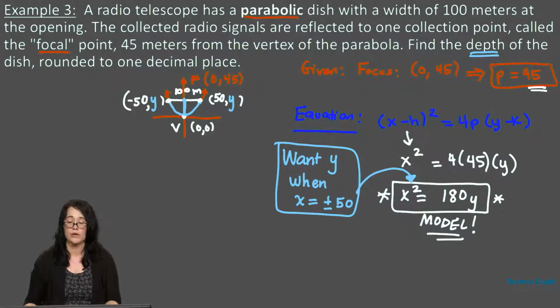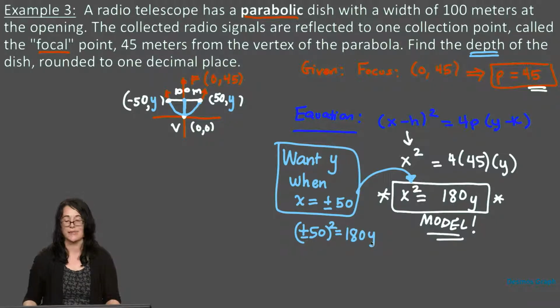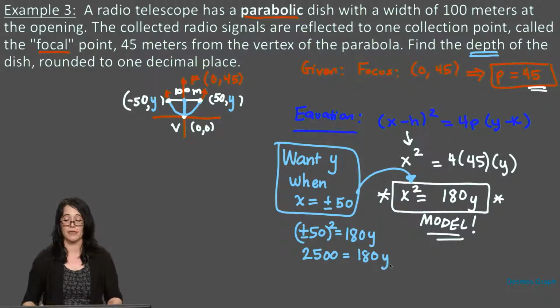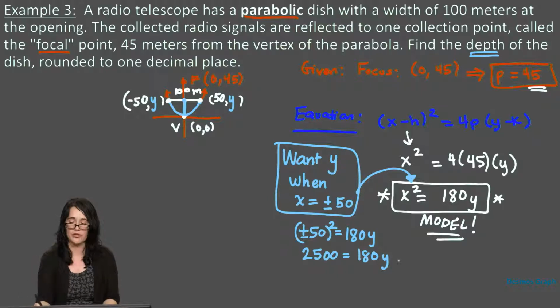I hope so. If you do that, you would get positive or negative 50, squared, equals 180y. Well, positive or negative getting squared is irrelevant. They're both positive, and 50 times 50 is just 2,500. So if you get 2,500 equals 180y, now you have the easiest type of equation ever, a linear equation. You can solve by dividing both sides by 180, and you should get your final answer.